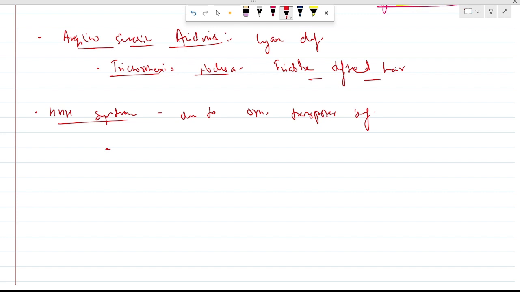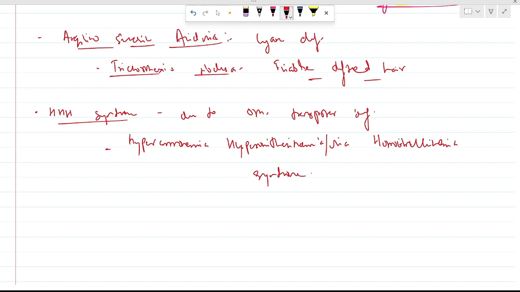So this triple H stands for hyperammonemia, the second H stands for hyperornithinemia, and the third H stands for homocitrullinemia. Hyperammonemia, ammonia obviously accumulates. Hyperornithinemia, ornithine can't get transported, so it accumulates. Also citrulline accumulates, and homocitrulline accumulates, homocitrullinemia.